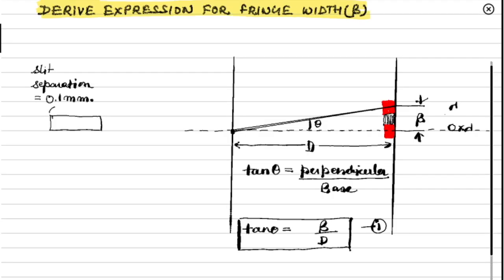Let's say I draw a zoom in and I'm just seeing it closely with a magnifying glass. So I can see the slits now. 0.1 mm will look huge. So it will be like this. And I can say this is D. And remember, when we were drawing this diagram, let me go back to that diagram.